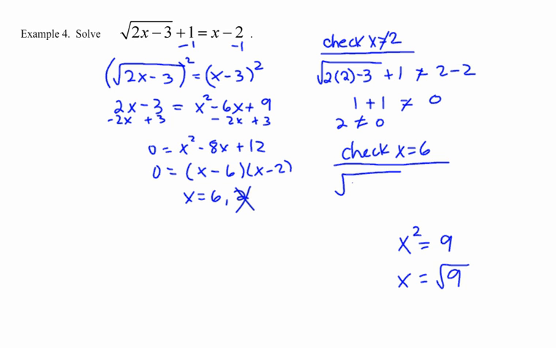That's probably going to work. 6 times 2 is 12, minus 3 is 9, which is 3 plus 1. 4 equals 4. So that's our solution.